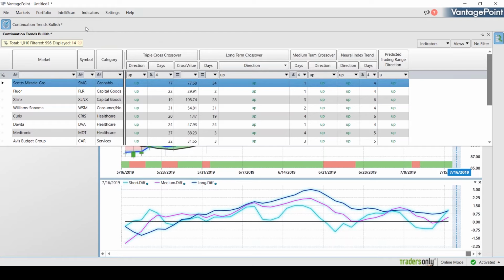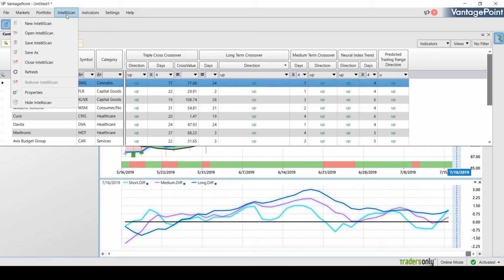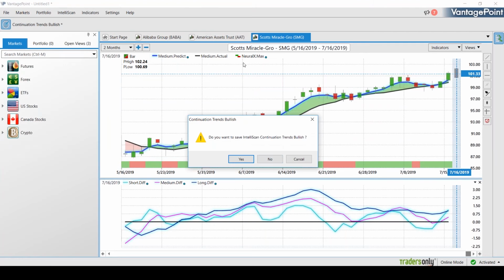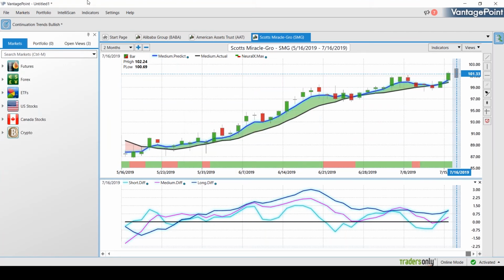Now let's look at the opposite. What about bearish? So let's go ahead and pull up our next one, and that is the continuation trends bearish scan. So pull that one up for me, and let's go ahead and open up that one together.